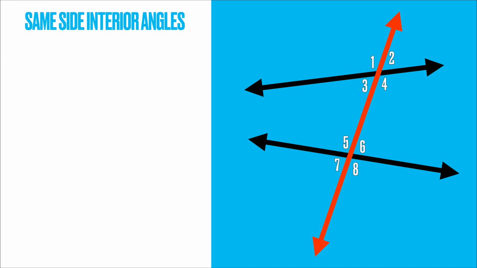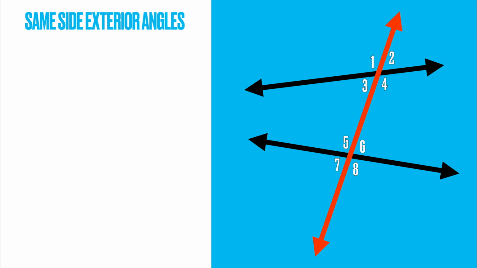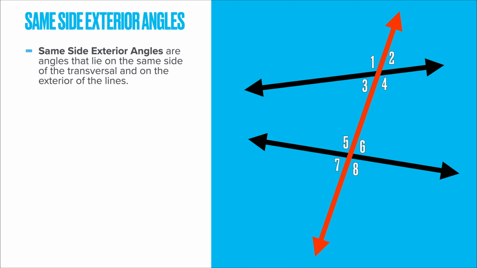Now let's talk about same side interior angles. Whereas prior to this we were talking about angles on alternate sides of the transversal, these will be on the same side of the transversal and on the interior of the lines. An example would be 4 and 6 or 3 and 5. Same side exterior angles are angles that lie on the same side of the transversal but on the exterior of the lines. Some examples are angle 1 and angle 7, and angle 2 and angle 8.